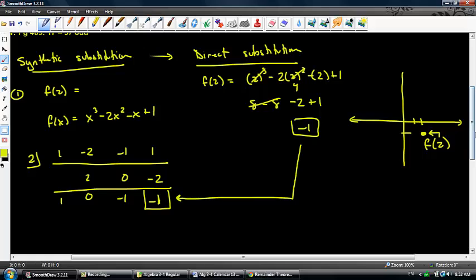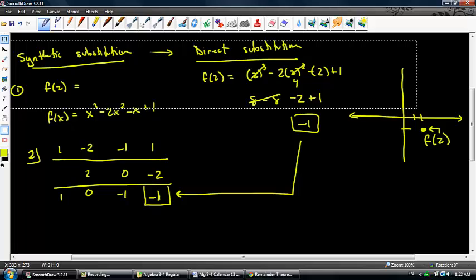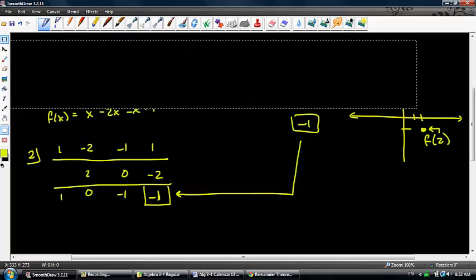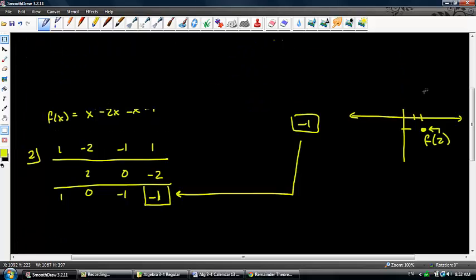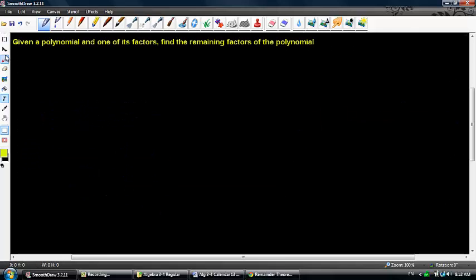And so synthetic substitution and direct substitution, they're pretty much interchangeable. On the quiz, I'll let you decide which one you feel like doing more. Sometimes it's easier to do direct, sometimes it's easier to do synthetic. It really is up to you.